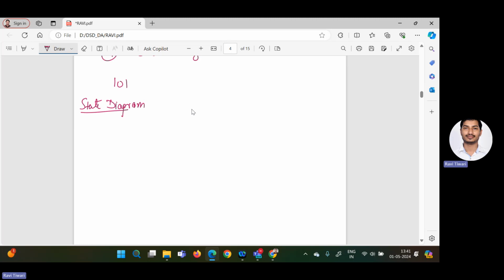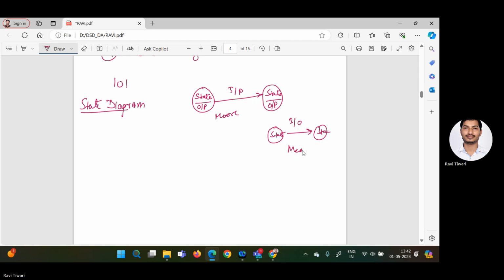So in the Moore model, we represent the state along with the output. So here it is represented as state divided by output. In between, we write down the input, and then again we write down state by output. This is the difference if you compare the Moore machine with a Mealy machine. In the Mealy machine, we represent state to state, and in between we write down input by output. This is the Moore model, and this is the Mealy model. So this is the actual difference between the Moore and Mealy model.